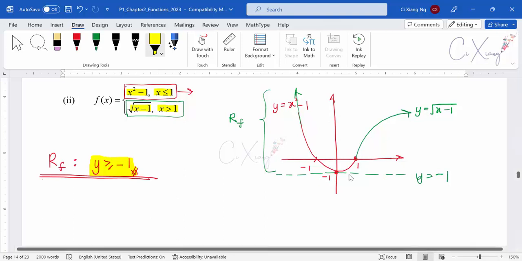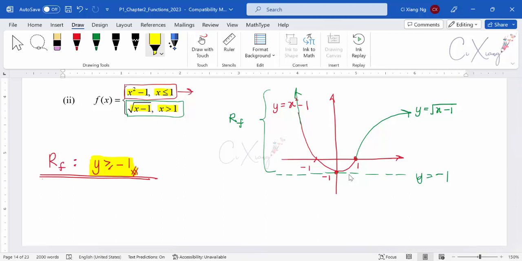Alright, so this is what you have for the domain and range for the syllabus. Okay, so we'll stop here for this video, and in the next video we'll be discussing more about the composite function.